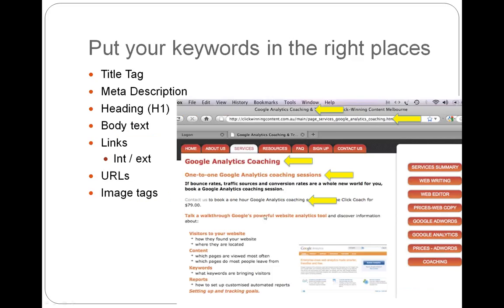Quick overview, once you've selected your keywords, of where to put them in your web copy. This is an example of a page of my website that I've optimized for the phrase Google Analytics Coaching, and you can see I've put it up here at the start of the page title, or the title tag, at the top. I've put it in the URL, so that's actually the address of each web page of your website. So here we've put it in the URL, put it in the heading, put it in a subheading, used it in the body text, and another place that keywords are really important is your link text.